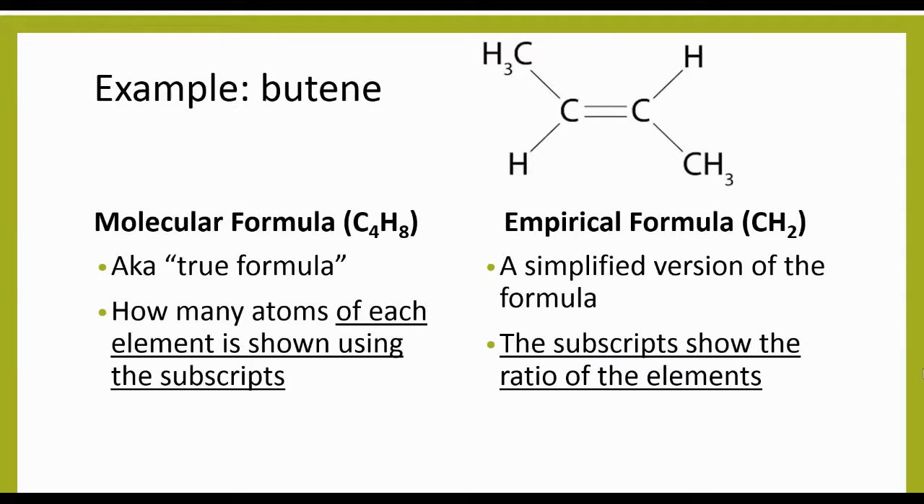In this case, the molecular formula would be C4H8, which accounts for the fact that we have 4 carbon atoms and 8 hydrogens. The empirical formula for this compound would be CH2. So the molecular formula is also known as the true formula. It tells us exactly how many atoms of each element we have, versus the empirical formula, which is a simplified version of that true formula.